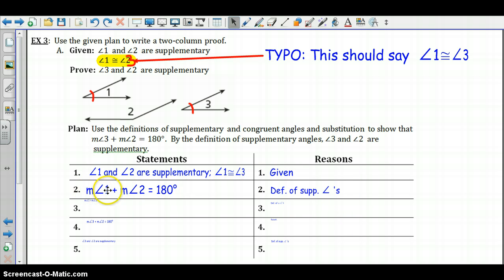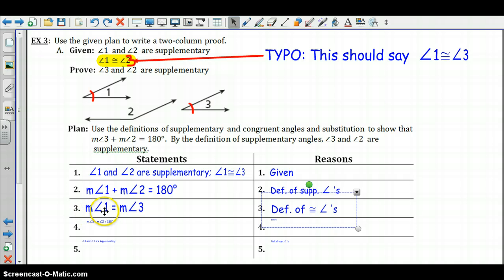Because their measures add up to 180, and because angle 1 is congruent to angle 3, I could replace angle 1 with angle 3. But before I do that, I need to talk about the measures of angle 1 and angle 3 by definition of congruent angles. You have to change this statement to where it talks about the measures, so we have values to substitute.